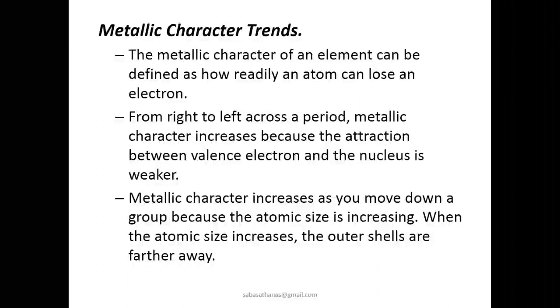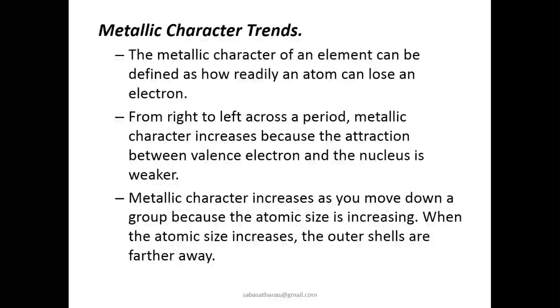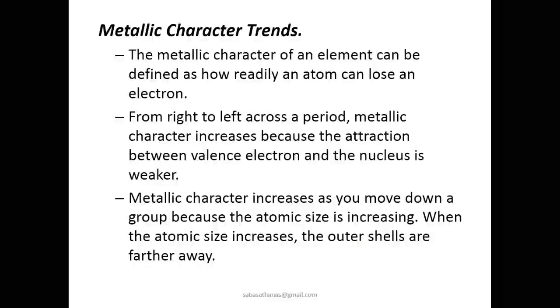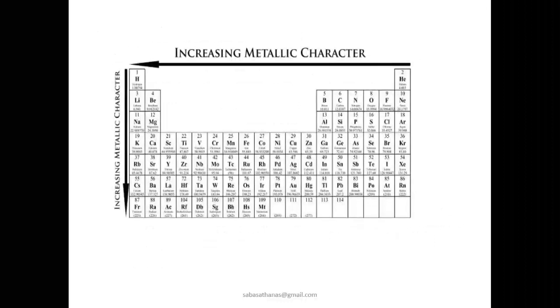But from right to left across the period, the metallic character increases because the attraction between the valence electrons and the nucleus is weaker. And the metallic character increases as you move down the group because atomic size increases due to the increase in number of shells. When atomic size increases, the outer shells are further away. The tendency of an atom to lose an electron will be greater compared to when you move across the period from left to right. This is the physical trend.